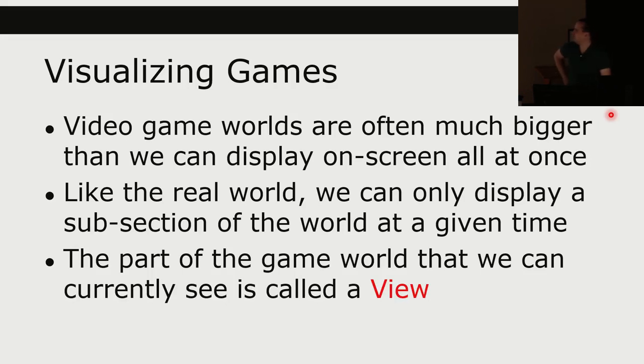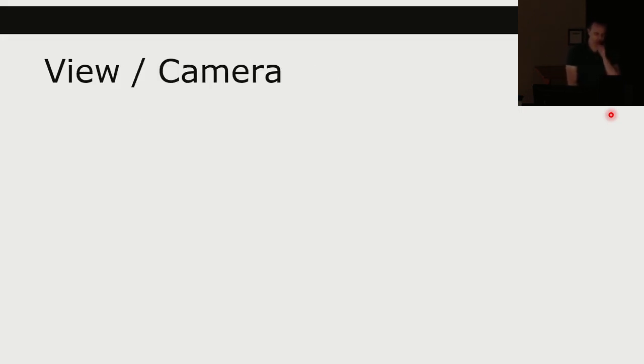The part of the world that we can see is called a view. This is the SFML term for it. Other game engines may have a different term for it, but you would just use the equivalent implementation in another game engine. Also, a lot of systems call it the camera, but because we're in 2D, we call it a view rather than a camera.